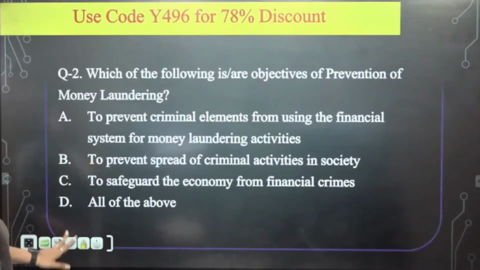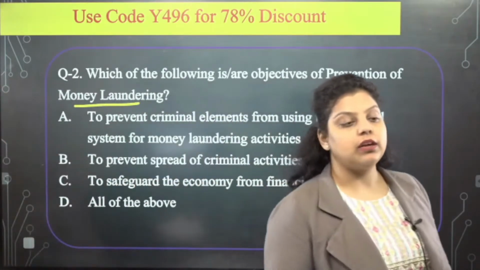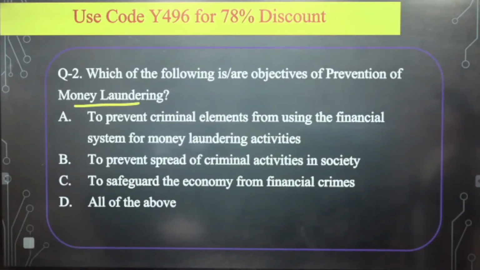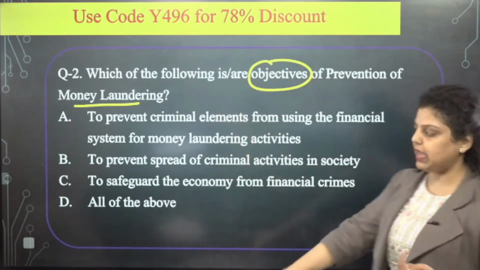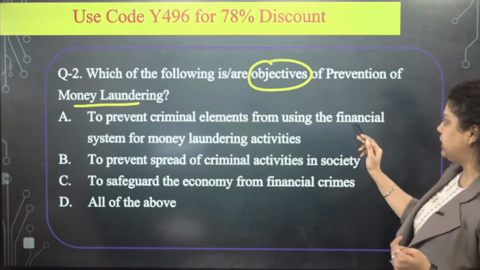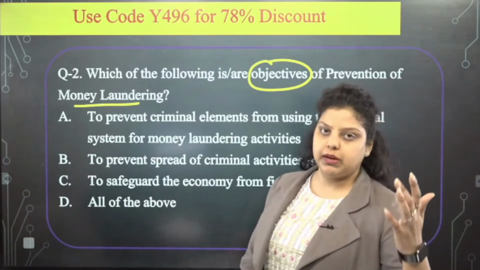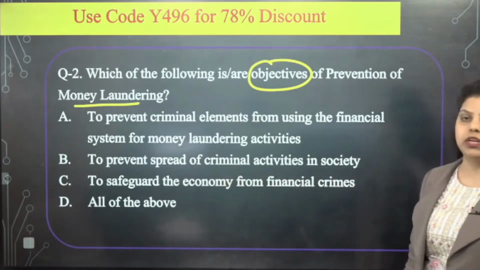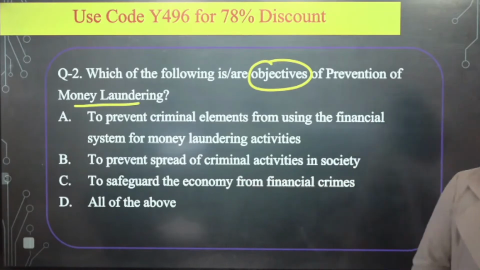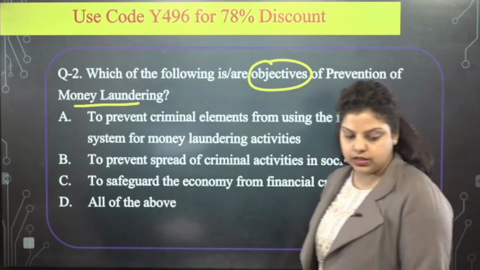The second question asks which of the following are the objectives of prevention of money laundering. Prevention of money laundering is simply the way by which we try to eliminate money laundering from the banking system and the financial system. First, to prevent criminal elements from using the financial system for money laundering activities, like preventing criminals from using banks or financial institutions to perform money laundering. Second, to prevent the spread of criminal activities in society. Third, to safeguard the economy from financial crimes. And the fourth is all of the above. Which of the following is the objective of prevention of money laundering? A, B, C or D?